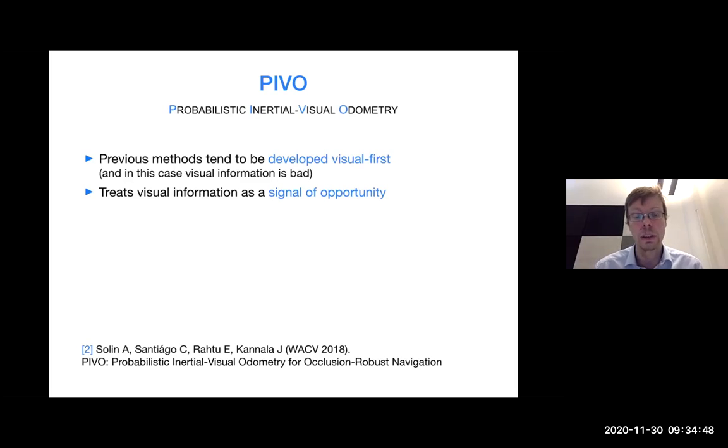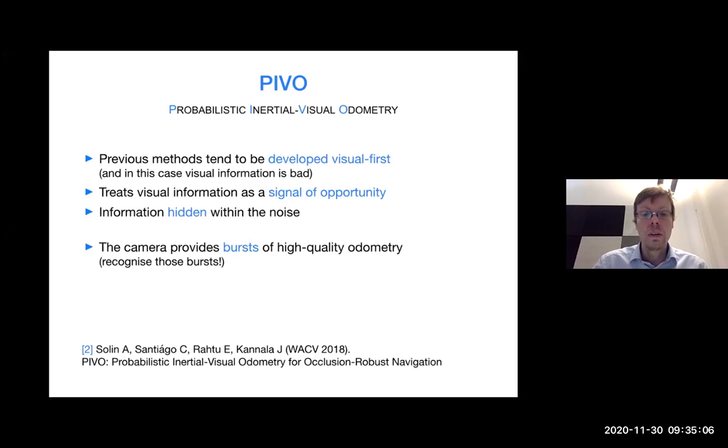But we treat this visual information as a signal of opportunity. So we use these visual features when they are available, but even if they are not available, we can track the motion over short periods of time based on the inertial sensors. So one can think that the camera provides these kind of bursts of high quality odometry when it sees something that is visually distinguishable. And it turns out that that kind of visual information is sufficient to constrain the inertial navigation and prevent the errors from growing.